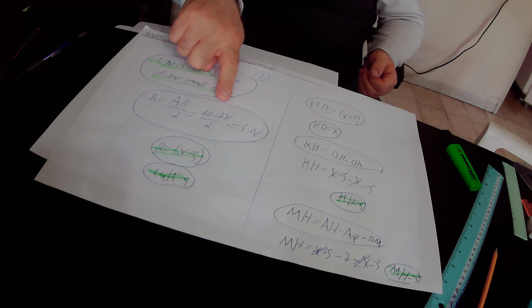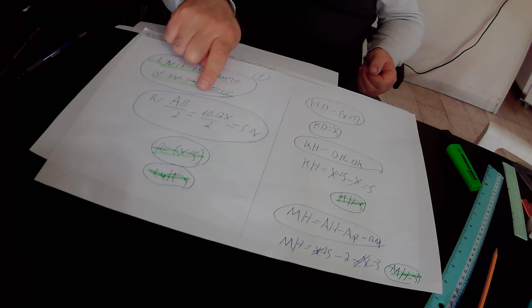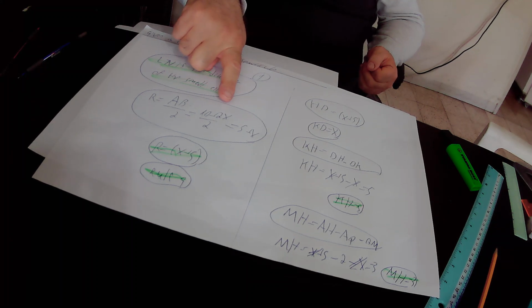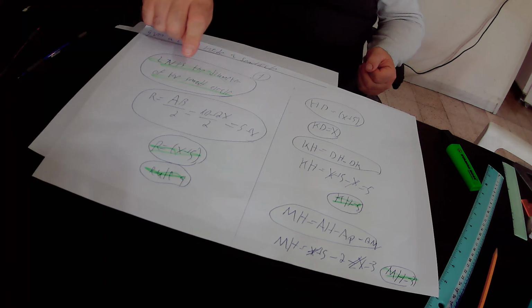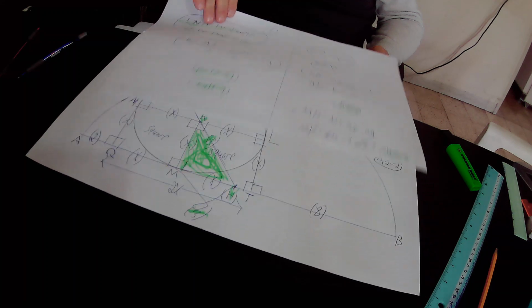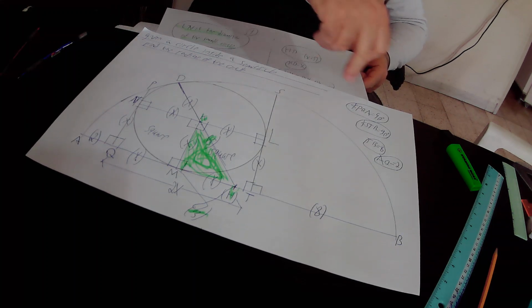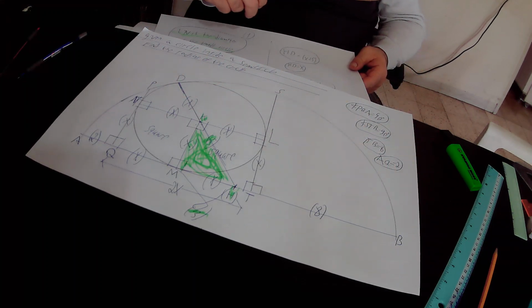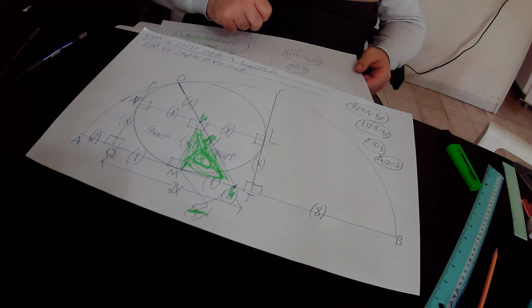And the diameter over 2 is the radius, capital R. So AB over 2 is 10 plus 2x over 2. 10 over 2 is 5 and 2x over 2 is x. So in total, we found that the radius of the big semicircle, capital R, equals x plus 5. Again, the radius of this big semicircle equals x plus 5 units in its length.